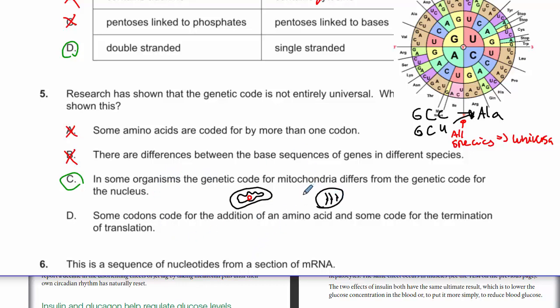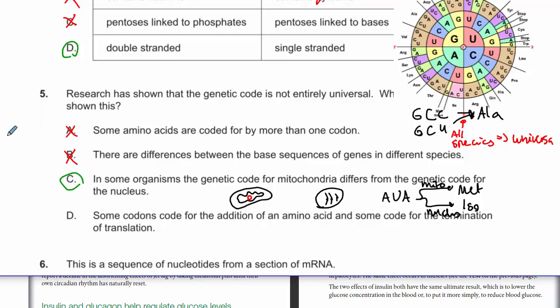And in mitochondria, if you have adenine, uracil, adenine, AUA, in mitochondria, it is the code for methionine, but in the nucleus it is the code for isoleucine. Another example is that in the mitochondria, UGA encodes tryptophan, but in many other species it is the stop codon.